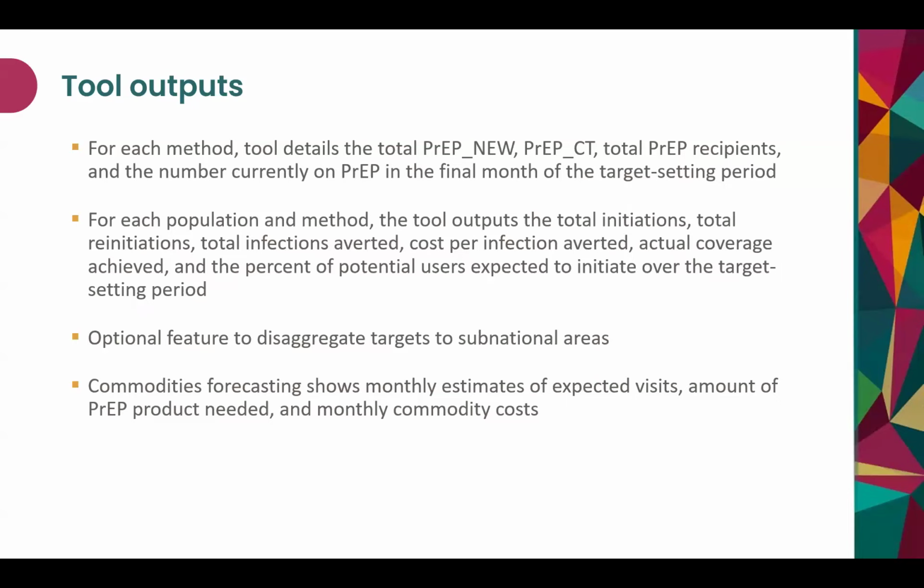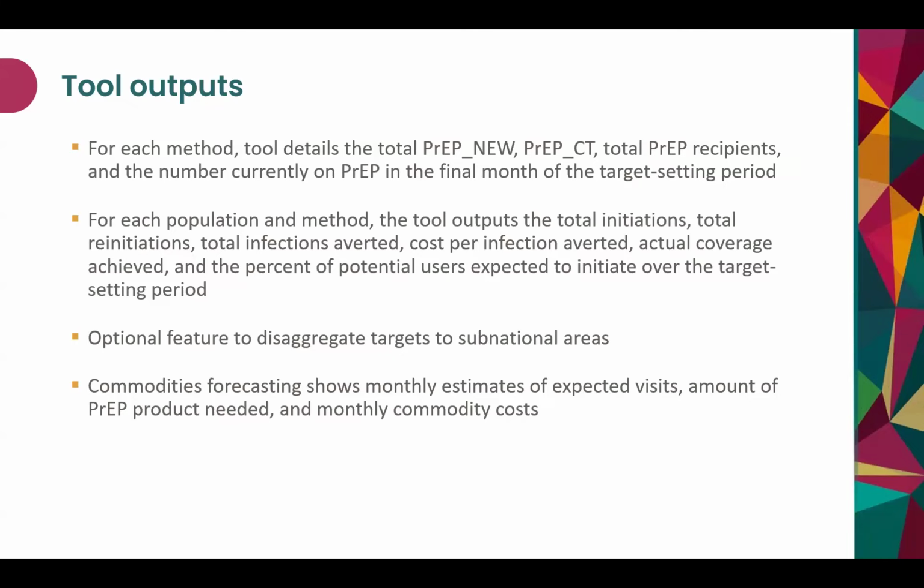So there are a lot of different tool outputs. There's your PrEP new, PrEP CT, total PrEP recipients. For each population and method, you also know the total number of initiations and reinitiations, infections averted, cost per infection averted. And then also, if you've set a certain coverage and that coverage couldn't be met, the coverage that's actually achieved, and the percent of potential users who are expected to initiate over that target setting period. So a lot of different data points.